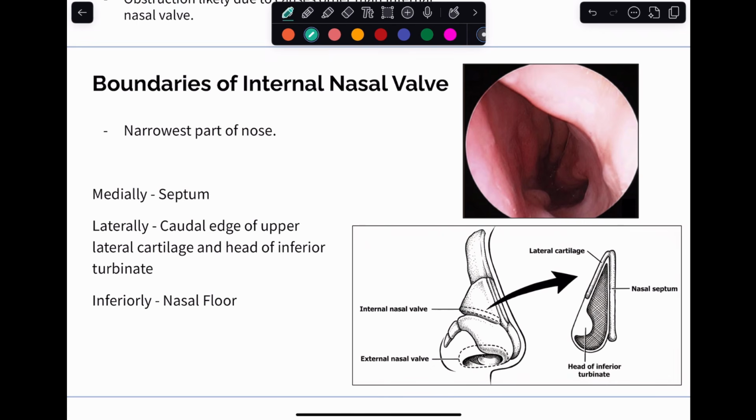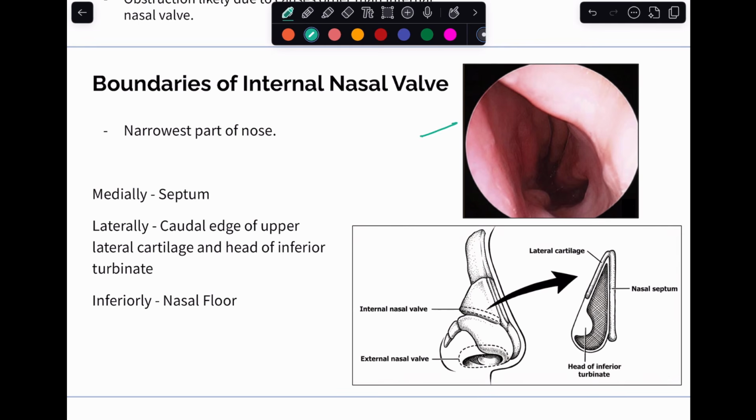So, the internal nasal valve is actually the narrowest part of the nose. So any obstruction that happens in this area will lead to a feeling of very severe obstruction by the patient, because this is already a very narrow area. So what are the boundaries that we see over here?